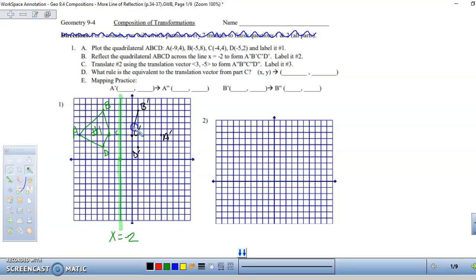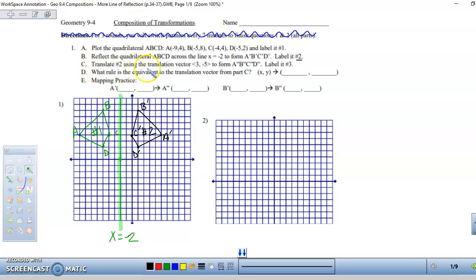Okay, connecting all of those. Main thing you'll notice about a reflection is that now the points are reversed. So A was on the left before, now A is on the right. Okay, so you reverse them across that line of reflection. So this is number 2. So that was number 2.